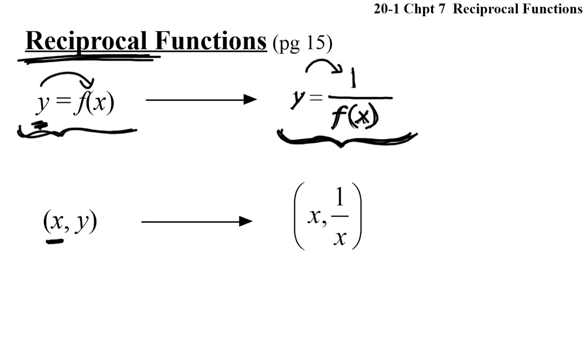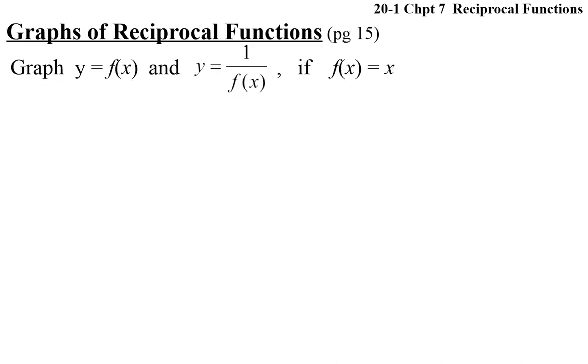So our x values stay the same. But whatever our y value is in the function y equals f of x, we're now going to have the y value, instead of being y, be 1 over the y. So that's what we're looking at doing. You'll see as we look at some examples. A little different, a little quirky, but manageable.